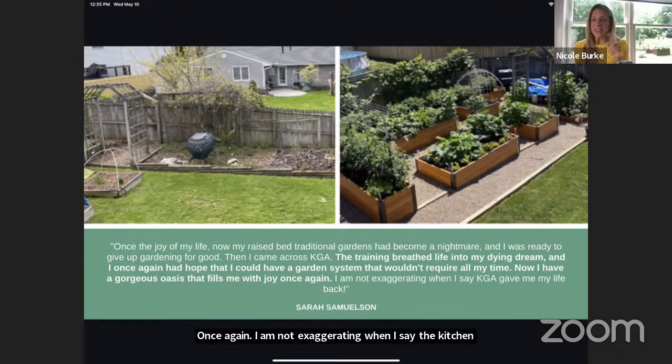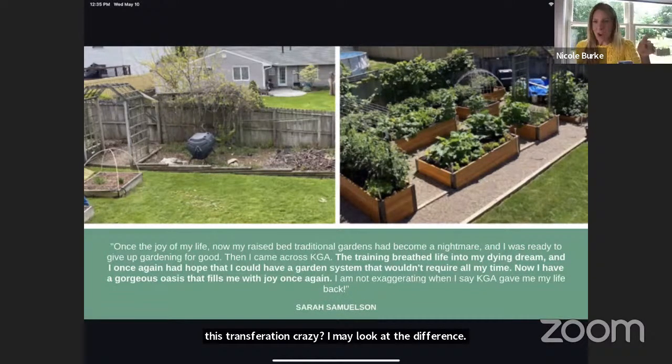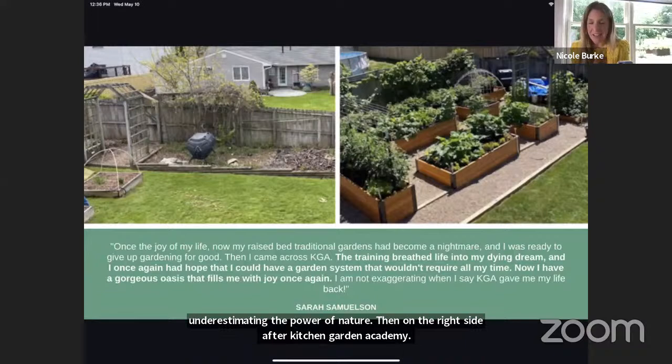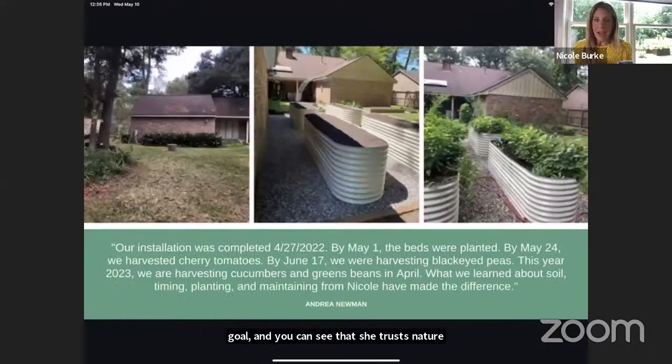Is this transformation crazy? Look at the difference. To the left, we have not fun. We have not enough plants. We have a rushed setup and we have underestimating the power of nature. Then on the right side, after Kitchen Garden Academy, you can see a really nice planned, prioritized setup. You can see lots and lots of plants, which is totally the goal. And you can see that she trusts nature. She knows that nature can make this happen.